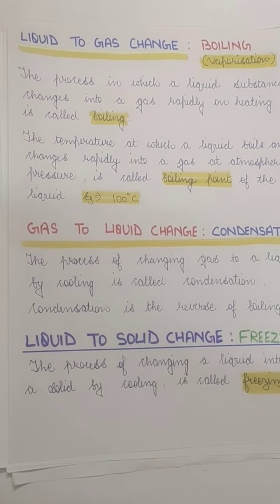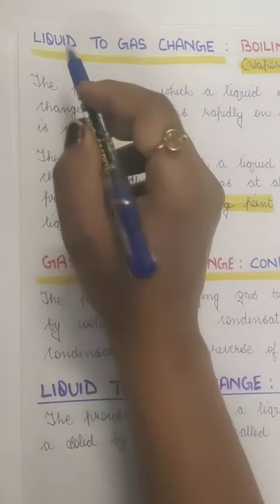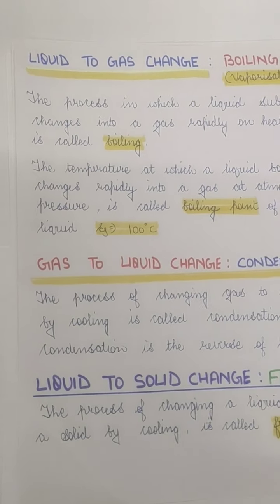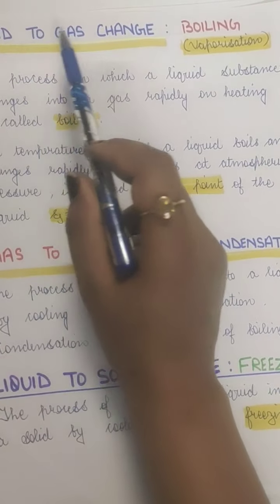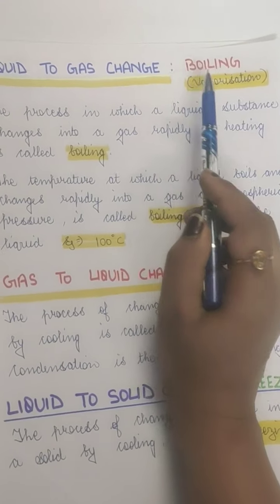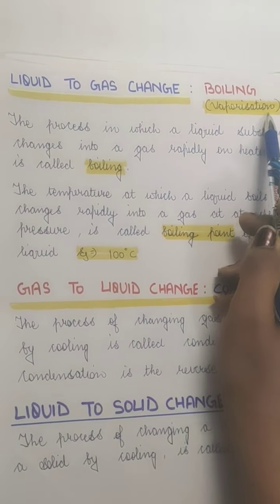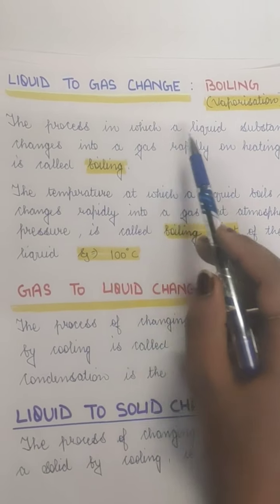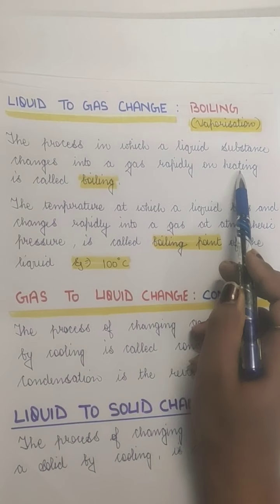So next is liquid to gas change. When we convert solid to liquid, it is called melting. But when liquid is converted into a gaseous state, it is called boiling, or vaporization. It is the process in which a liquid substance changes into gas rapidly on heating.